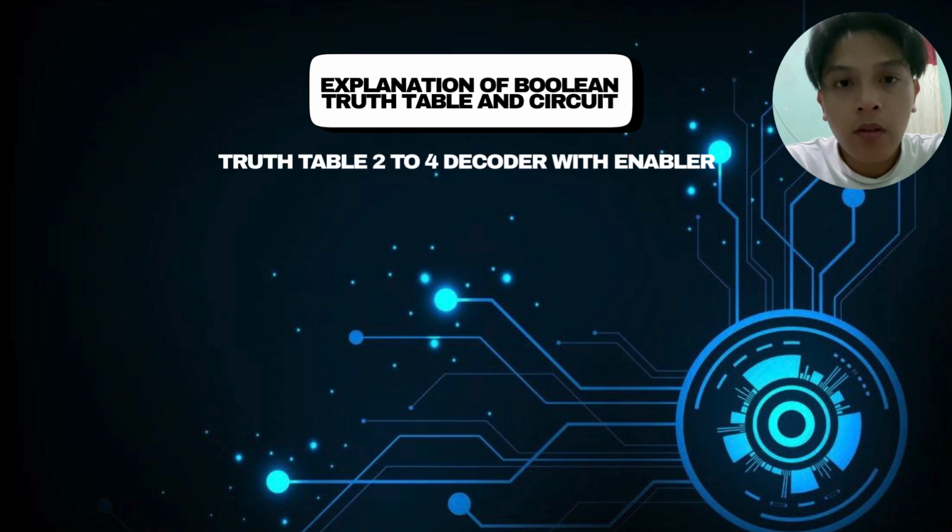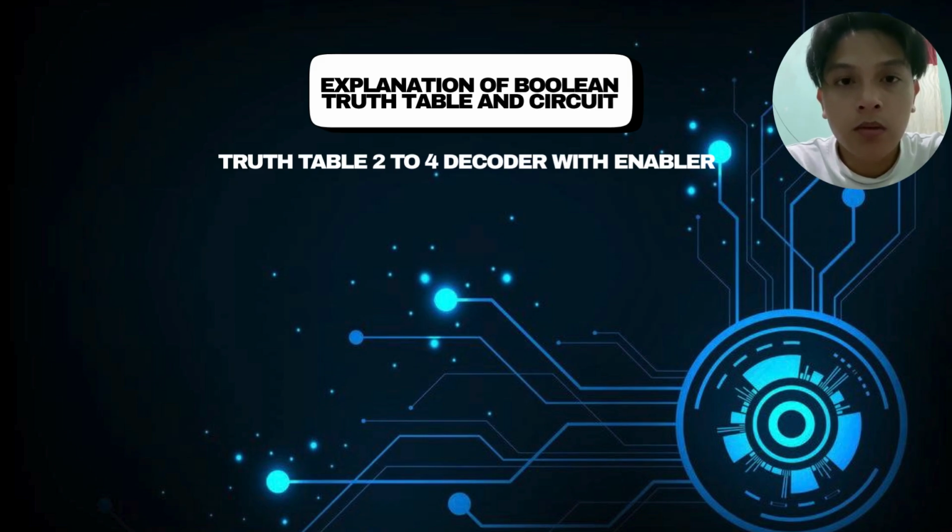Step 4, place 4 output pins labeled Y0, Y1, Y2 and Y3. Then connect them to each AND gate output. Finally, run the simulation. When enable equals 1, only one output becomes high depending on the input combination.